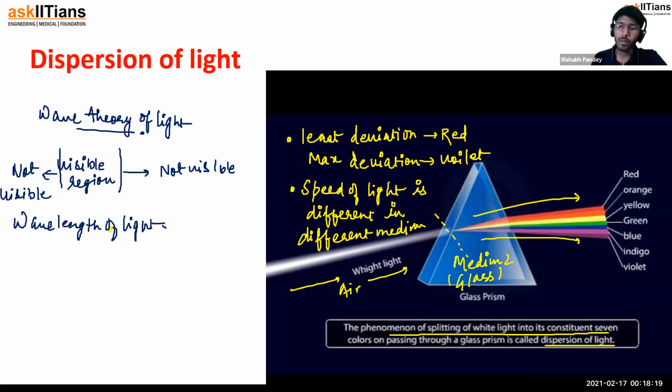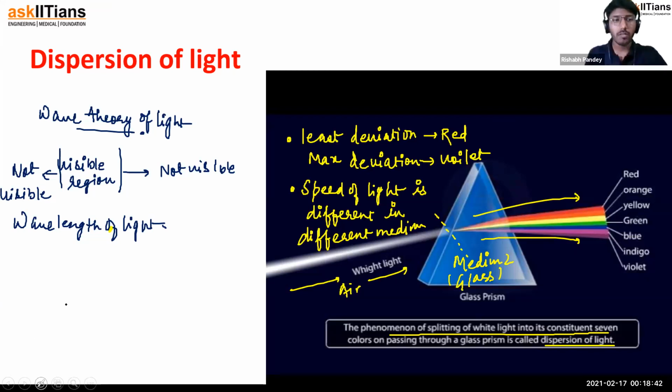I hope I am clear till this part, right? Dispersion of white light is, yes, what is the dispersion of white light? When white light enters from one medium to another, the speed changes, and due to the change in speed, the colors deviate into different angles, each with its own angle of deviation.